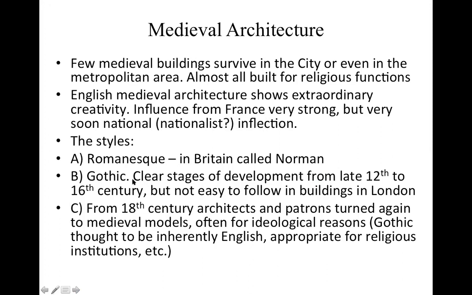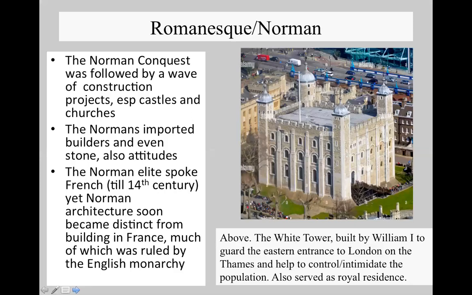Gothic is also an international style. It starts in France, of course. But it's interesting that in Britain there's a very distinctive version of Gothic, and of course it changes a lot in the course of the four centuries that it's being used. And then in the 18th century, especially in the 19th, people go back to Gothic, to Romanesque too to some extent, but especially Gothic. We saw that with the Houses of Parliament, for example. So this is an important phase.